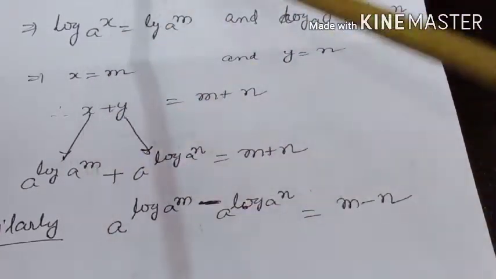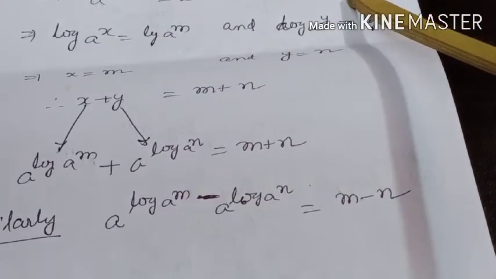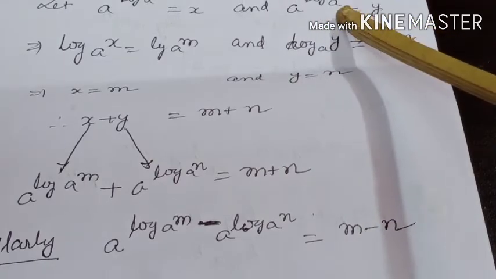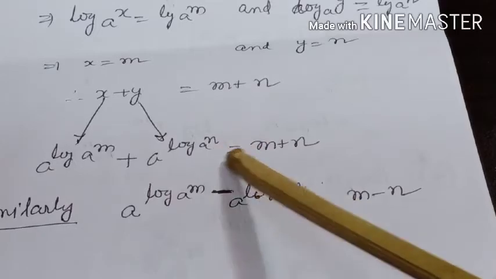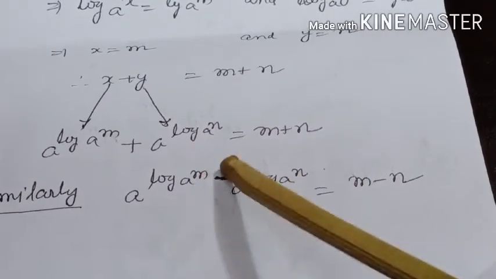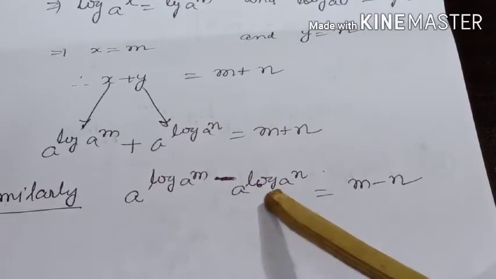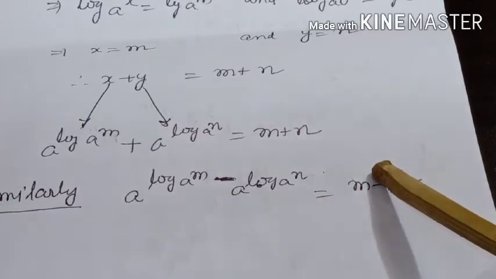X we have considered as a to the power log m to the base a, and y we have considered as a to the power log n to the base a. So a to the power log m to the base a plus a to the power log n to the base a is equal to m plus n. Similarly, if a to the power log m to the base a is subtracted by a to the power log n to the base a, your result will be m minus n.